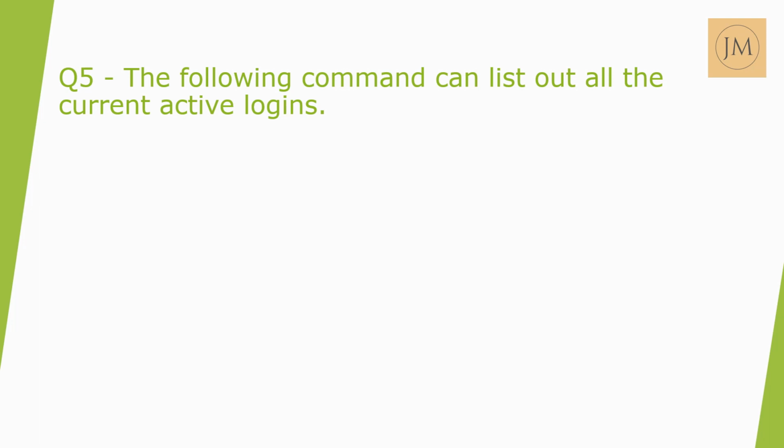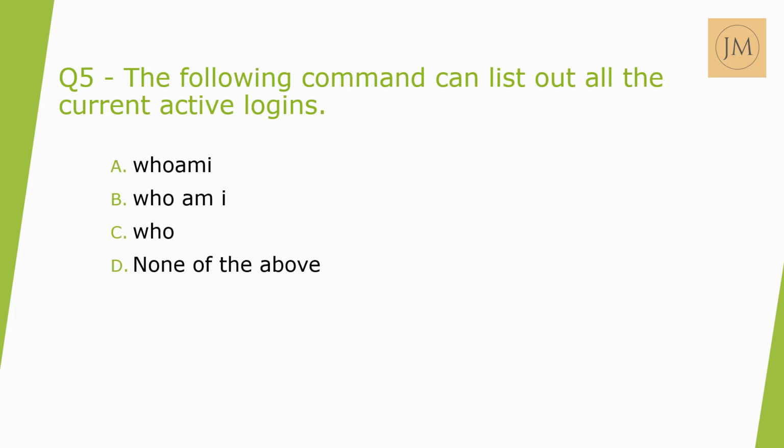Next question. The following command can list out all the current active logins. So we have four options: A, who am I, B, who space m space i, C, who, and D option is none of the above. So here the answer is C, who, right?